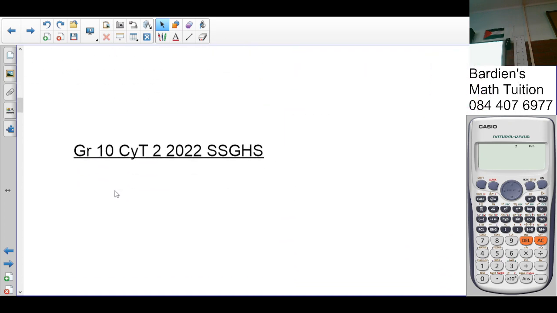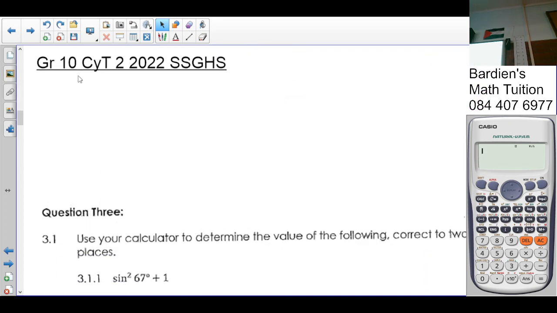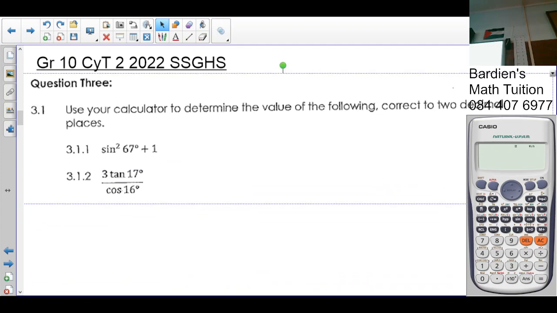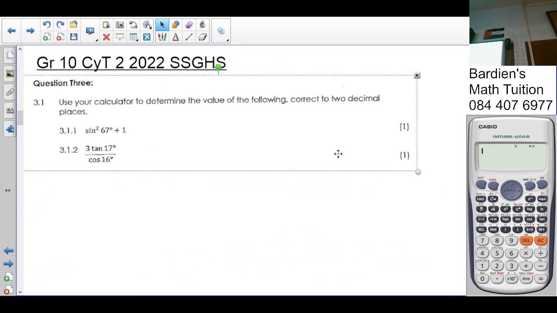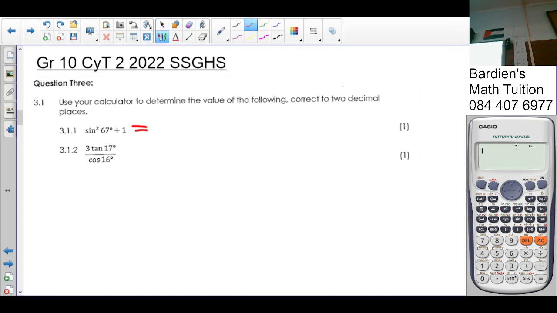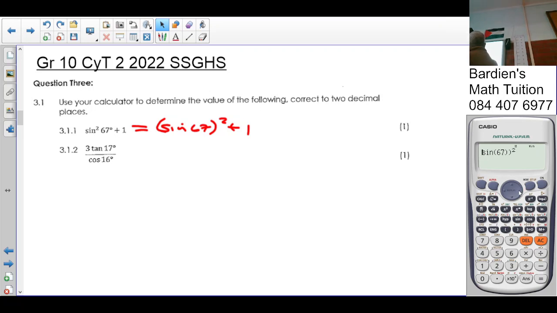Okay, that now brings us to the end of question 2. Let's look at question 3. It says use a calculator to determine the value of the following correct to 2 decimal places. Okay, so the first one is going to be sine of 67 squared plus 1. Put that in the calculator. Open brackets. Sine of 67 squared plus 1. Give an answer 1,85. It says correct to 2 decimal places. That's going to be 1,85.